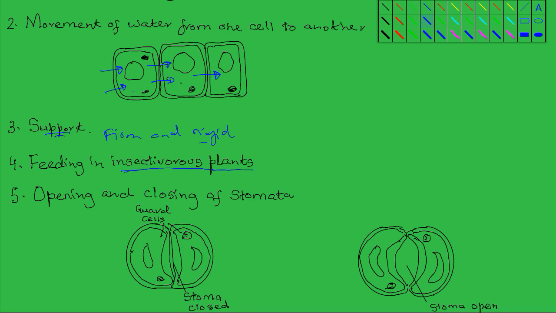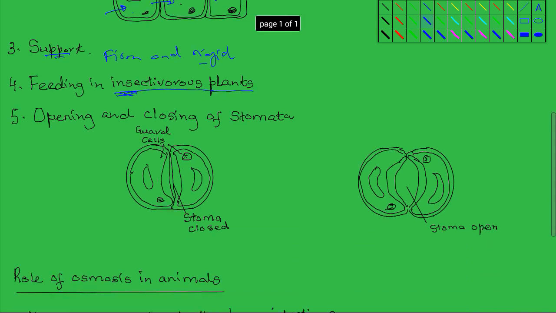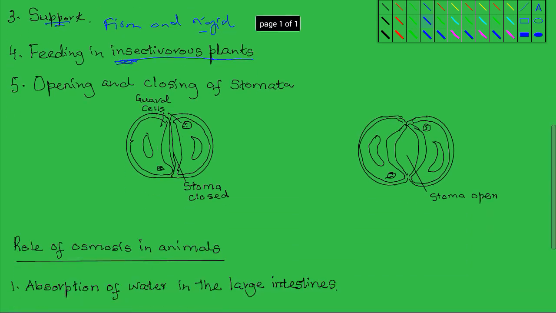Another role of osmosis is in the opening and closing of stomata. When water moves into the guard cells by osmosis, the guard cells become turgid. And when they become turgid, the guard cells bulge outward, thereby opening the stoma.